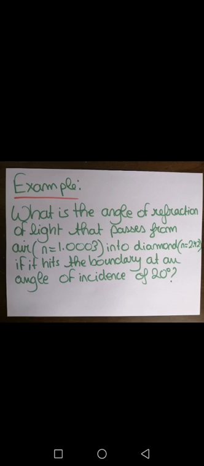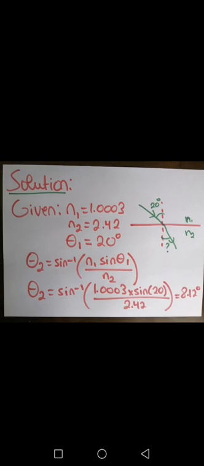As an example, what is the angle of refraction of light that passes from air, N equal 1.0003, into diamond, N equal 2.42, if it hits the boundary at an angle of incidence of 20 degrees? First of all, we write the given: N1 equal 1.0003, N2 is equal to 2.42, and angle 1, which is the angle of incidence, is equal to 20 degrees. We draw the image showing the refraction of light from the first medium to the other to make the problem simpler to us. Then we calculate the angle of refraction.